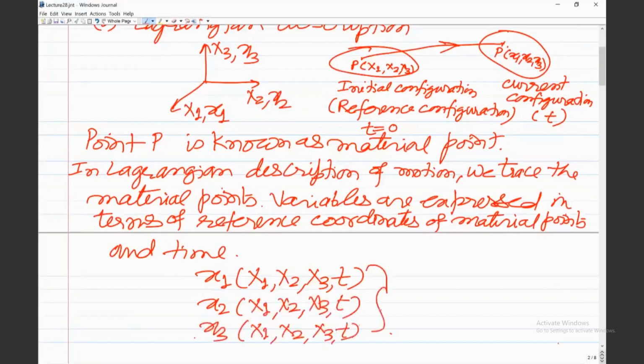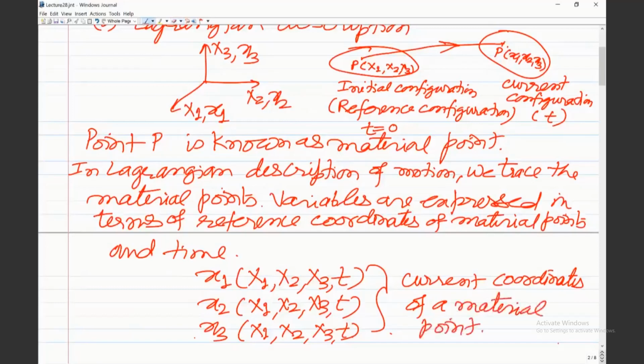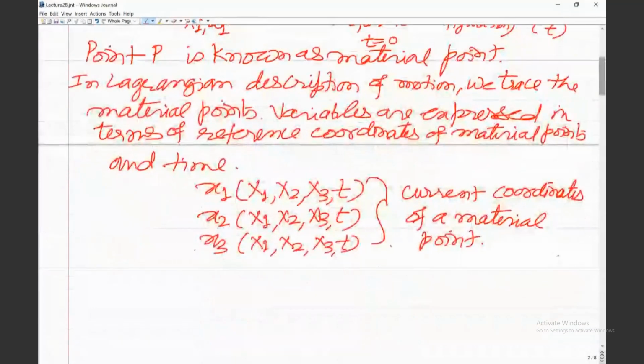So if you look at this, small x1, x2, x3 are the current coordinates of a material point. All the variables, the stresses, strains, displacements, velocities, everything is expressed in terms of reference coordinates, capital X1, capital X2, capital X3 and time t.